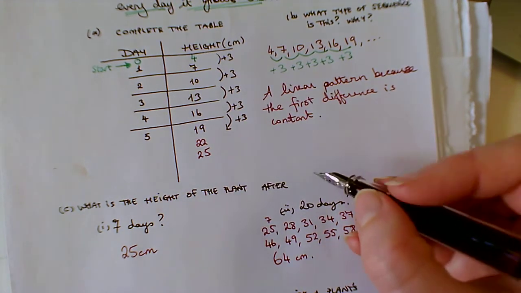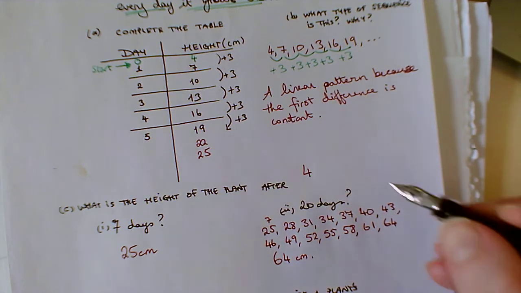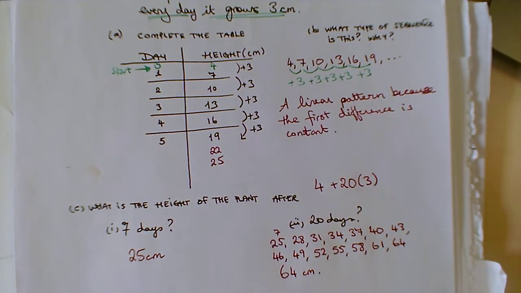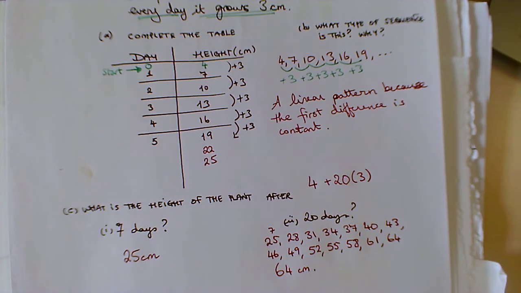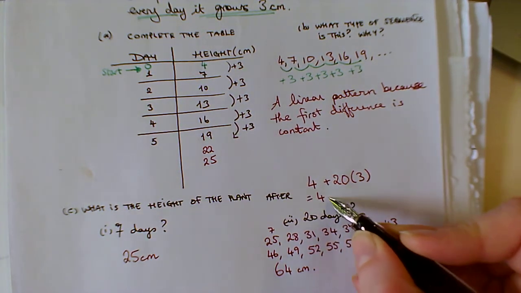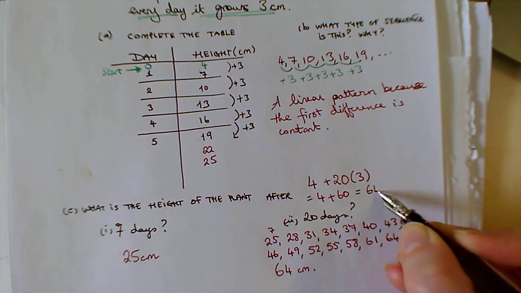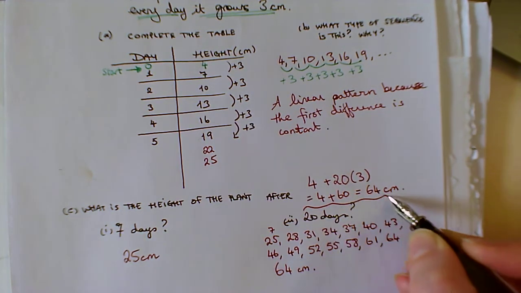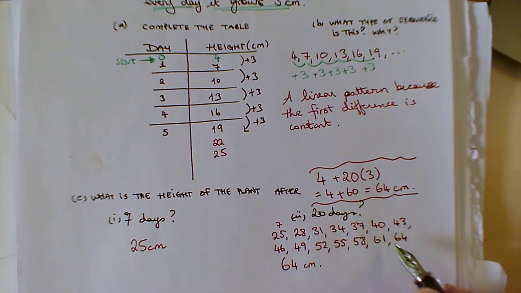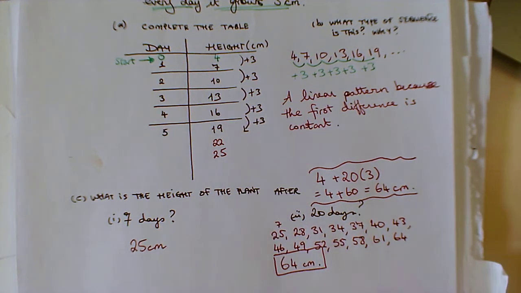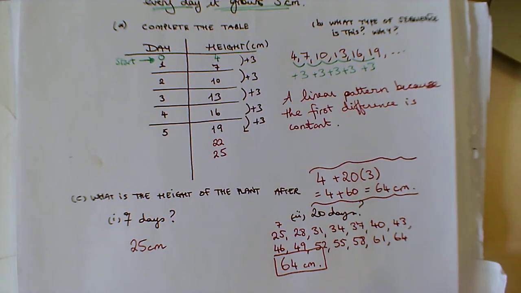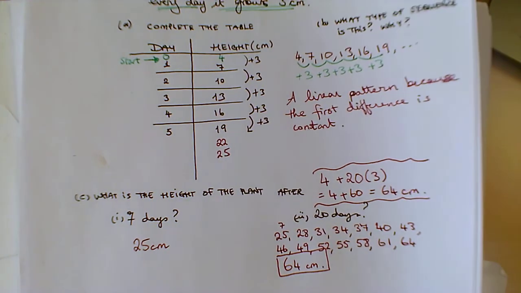Well, I know that on day 1 it started at 4 centimeters, and I know that every day I add 3 centimeters, and I know that I want to have 20 days at 3 centimeters growth added on. So I could have come up with a formula like this to get my 64 centimeters. But listen, don't worry too much about the formula right now. We're going to learn about that in second year. It is okay to just list them out like this for the moment if you find that easier. But if you understand this, it's a lot quicker of a way of finding what the answer should be after a certain number of days.